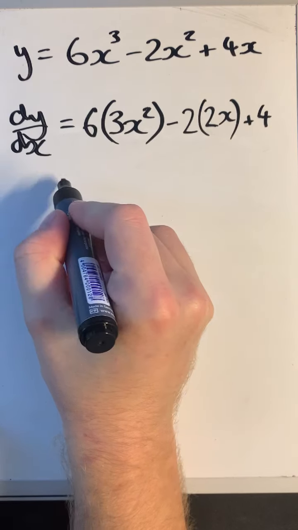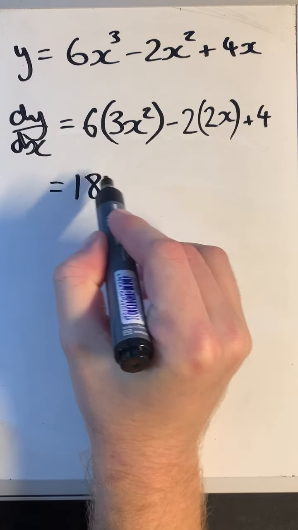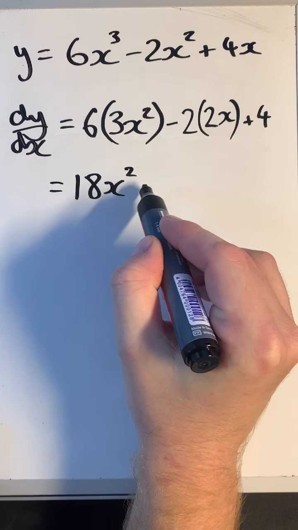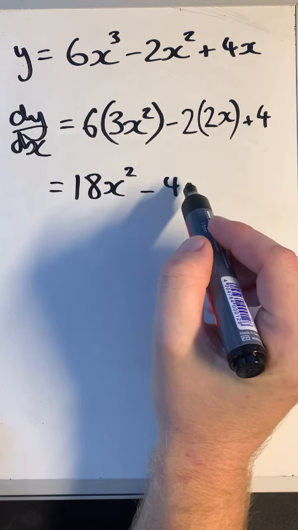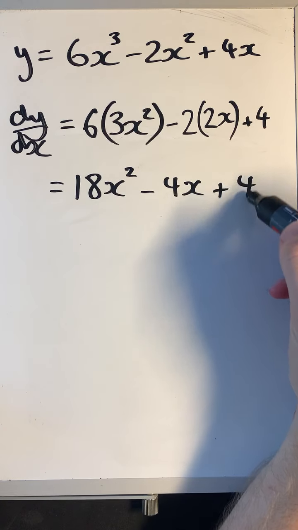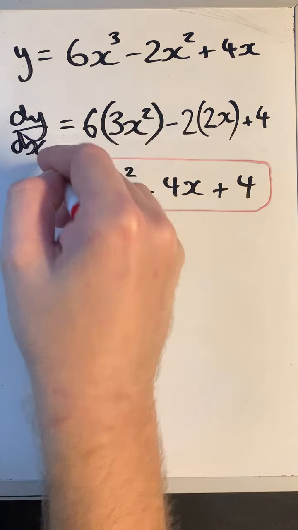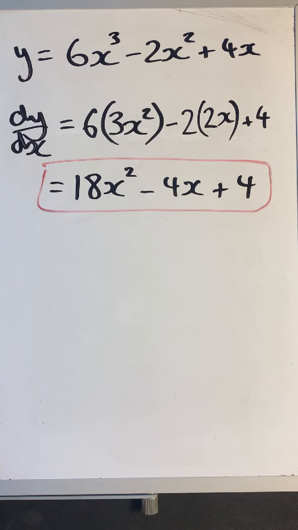So let's multiply this out then. 6 times 3 is 18x squared, minus 2 times 2 is minus 4x, plus the 4 on the end. So here we've got our derivative of this function. I've done it the long-winded way here.